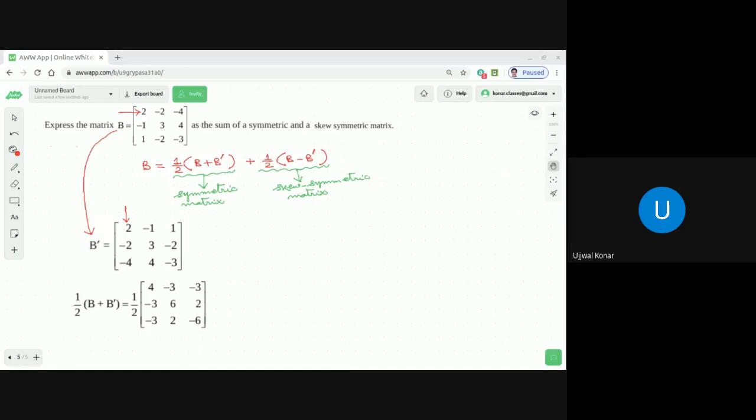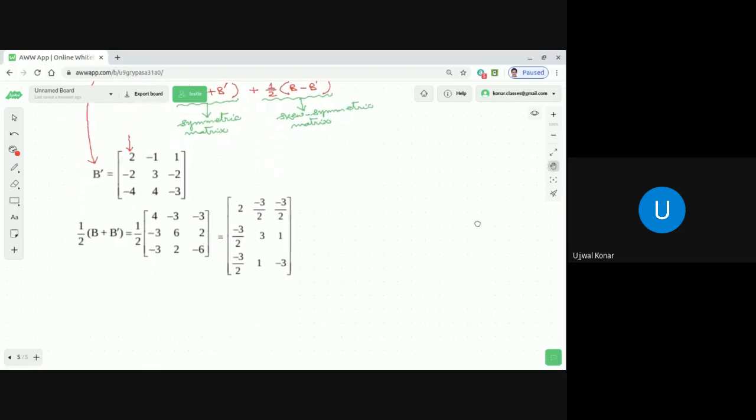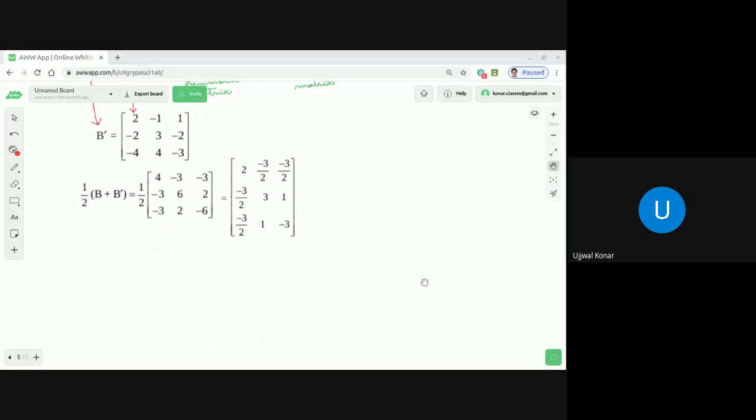In a similar manner, if you simplify this a little, dear students, you will get a matrix like this. That is half of B plus B transpose. Now, what we're going to find, dear students, is half of B minus B transpose. In the same manner, you can find half of B minus B transpose. How? Let me show you.